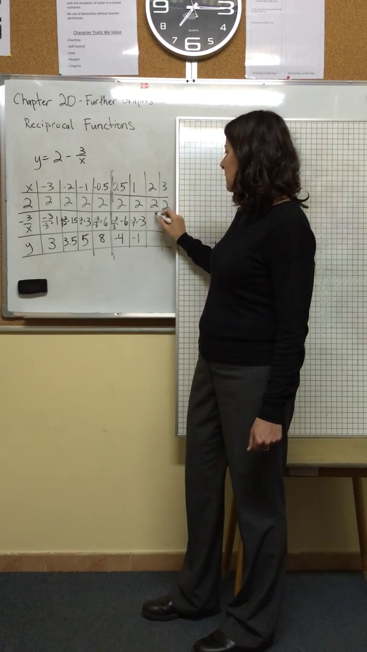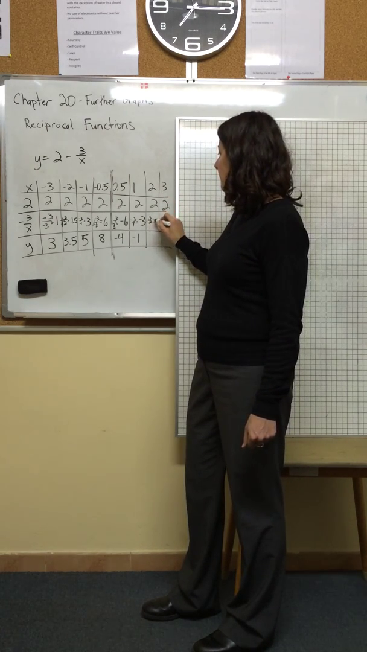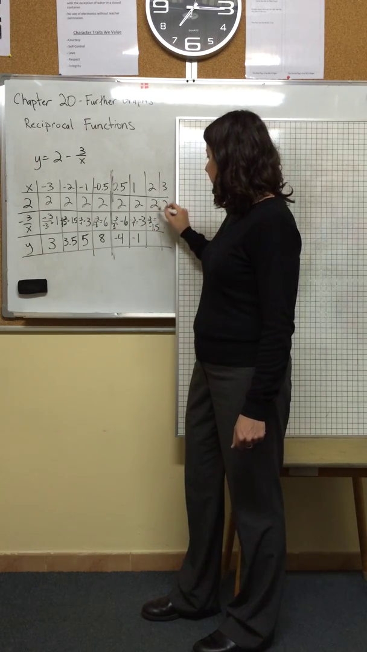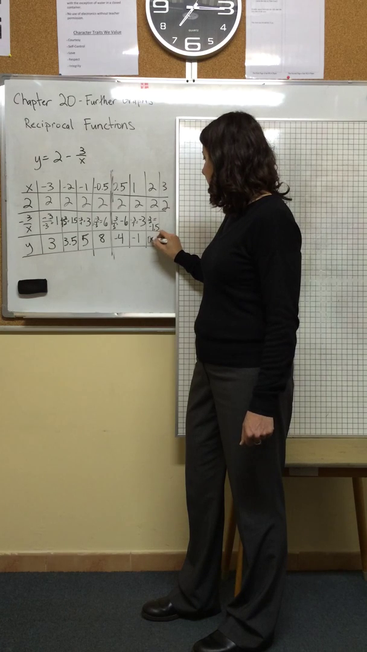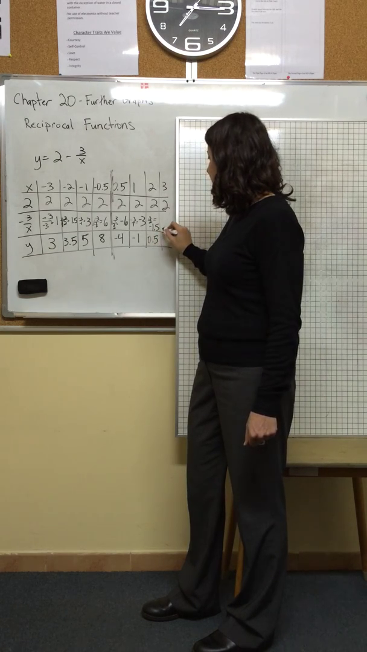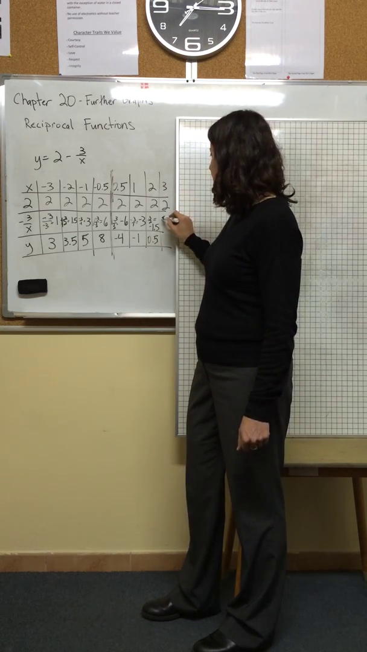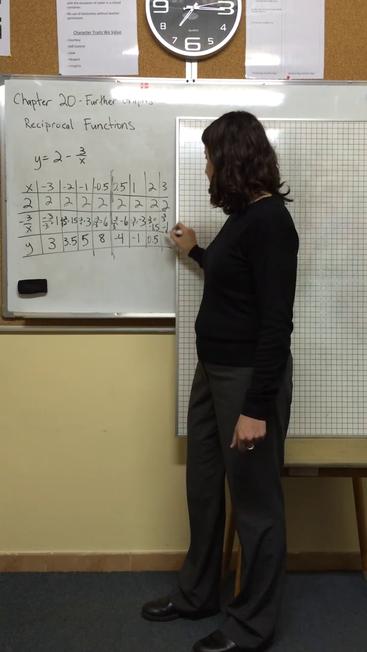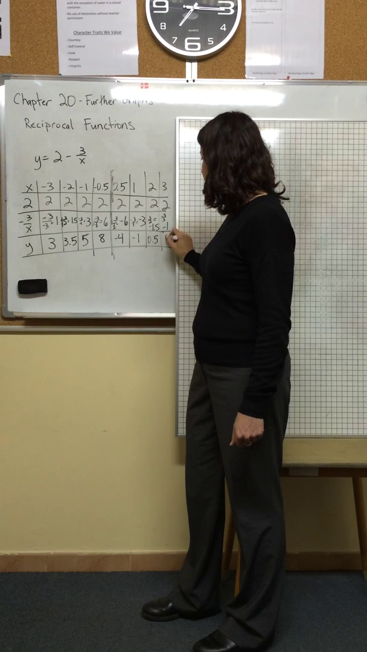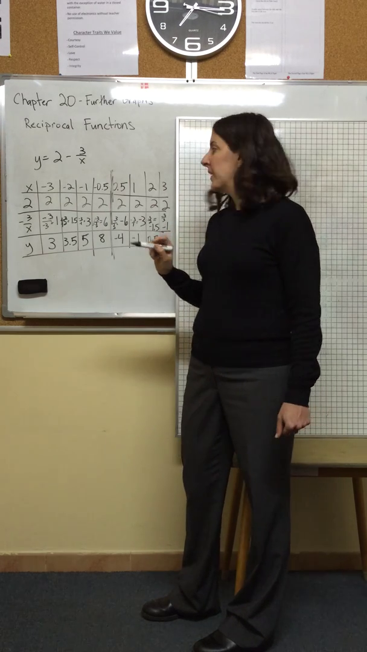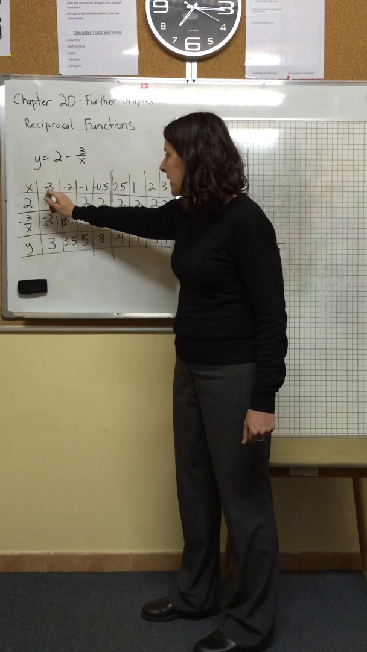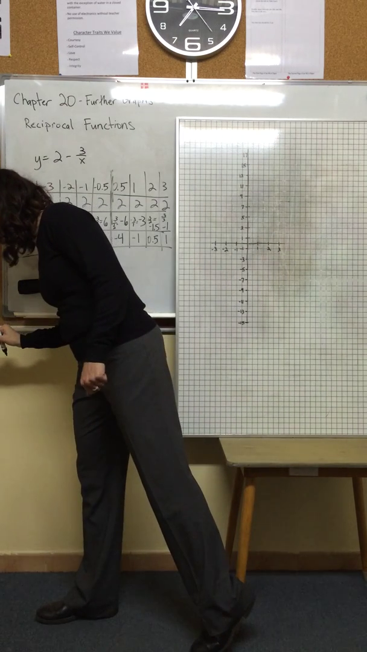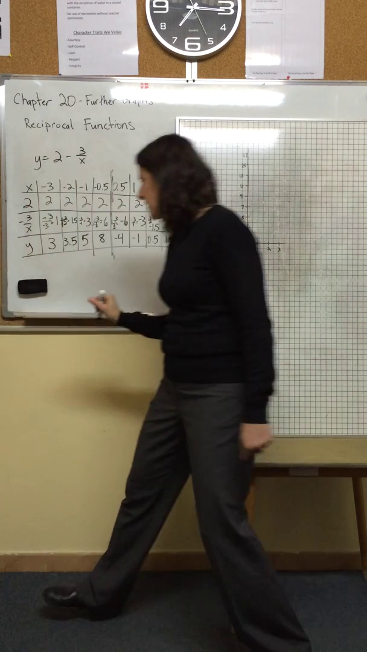All right, if we plug in a 2, -3 halves is the same thing as -1.5. -1.5 and 2 gives us +0.5. And then if we plug in a 3, -3 over 3 is a -1. -1 and +2 give us +1. So again, these are going to be the coordinates. This is the x value, this is the y value. Let me just make sure everything looks the same.